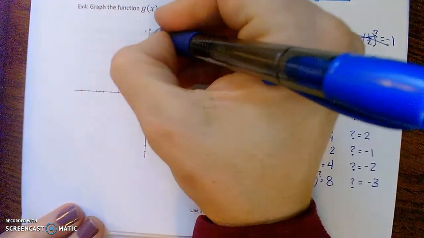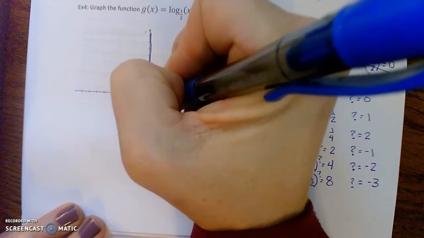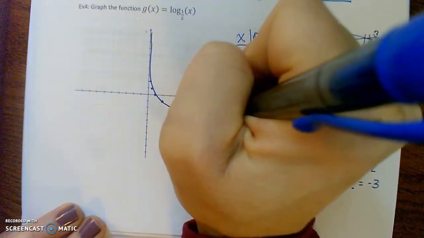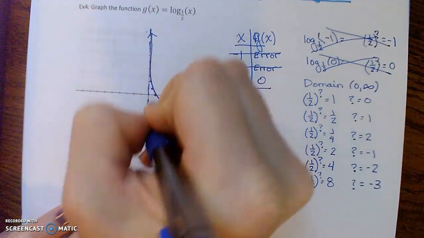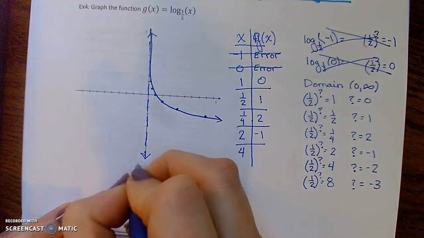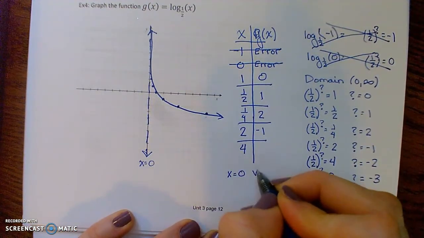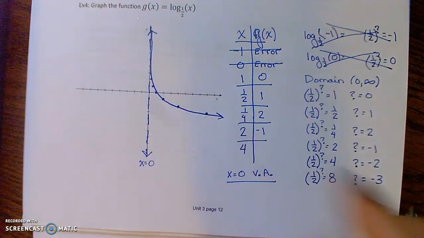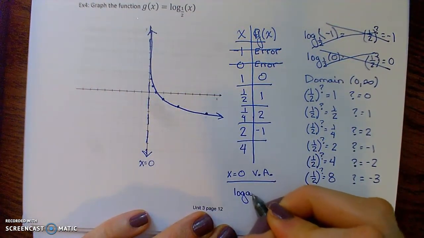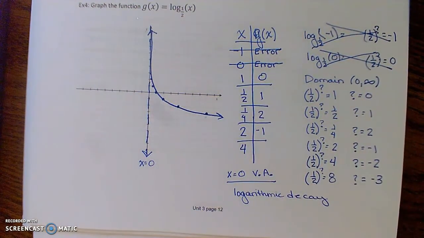Alright, so our graph is going to have a vertical asymptote, and it will be decaying. And here's our vertical asymptote. I'll draw it in with a dashed line. And maybe I'll indicate it here. X equals 0 is the vertical asymptote. And notice that this is logarithmic decay. Opposite of logarithmic growth. All right.